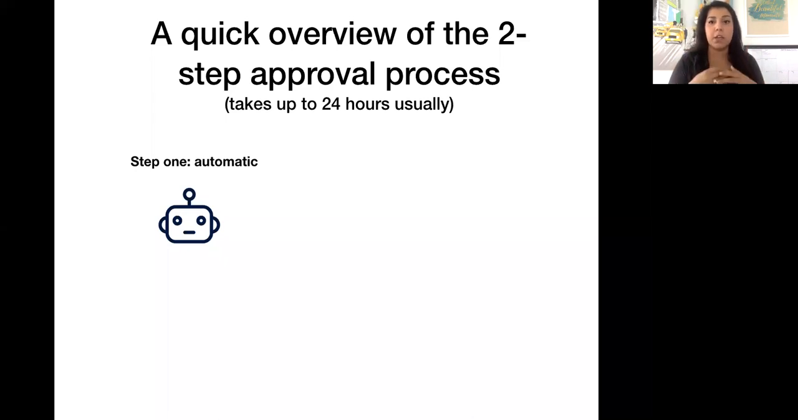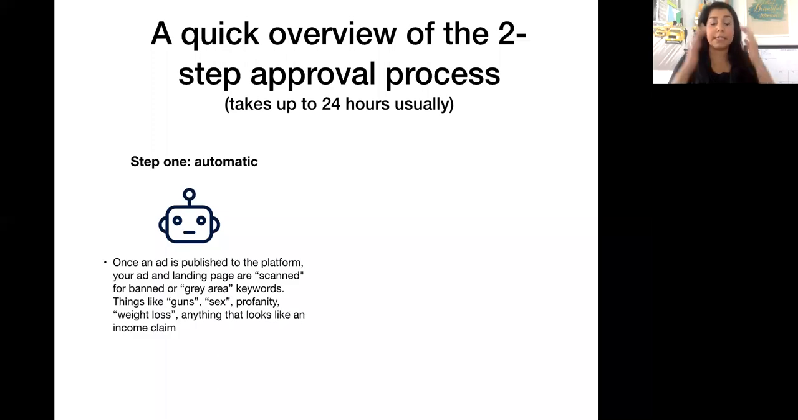what to anticipate. So whenever you submit an ad to Facebook, you submit your copy and your image or your video, it goes through two steps. The first is automatic. So basically, Facebook is going to scan your copy and your content for negative keywords. So things like guns, sex, profanity, those things, they have a list of negative keywords and it's an automatic no, and that's all automated. They're also scanning for gray area keywords. So things like weight loss, anything that looks like an income claim. Those might not be automatic no's, but it will increase your likelihood that you're going to have to go on to the second step approval process, right?